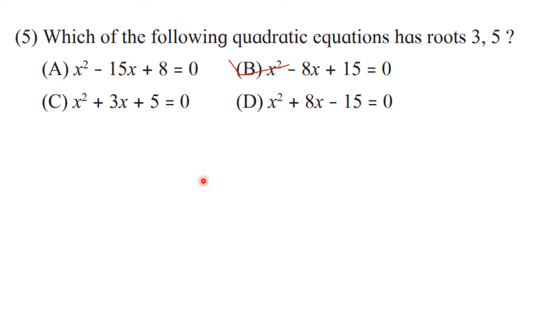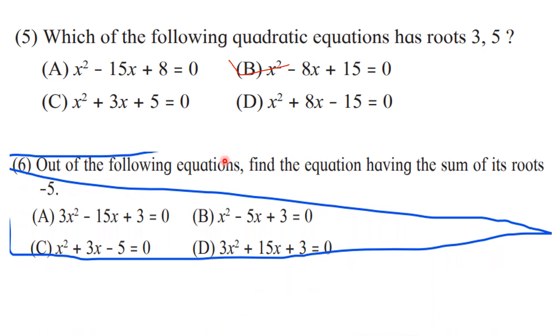Now let's go further. Question number 6 is cancelled. Take note of this in the MCQ. The sixth MCQ is not there because it depends on the reduced syllabus, that is the nature and relationship between the roots and the coefficients. Okay, now let's go further. Last two questions are remaining from this MCQ.